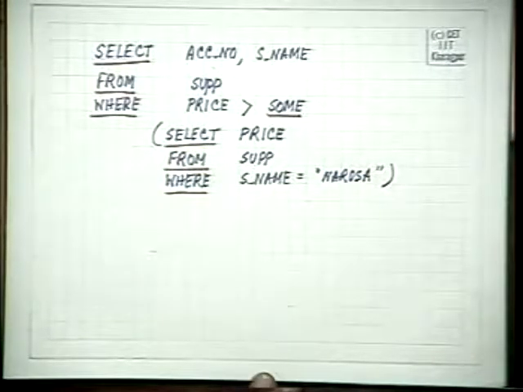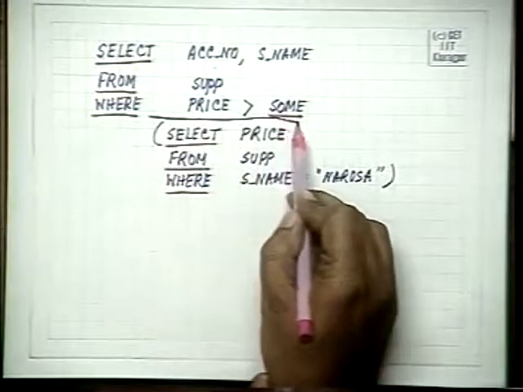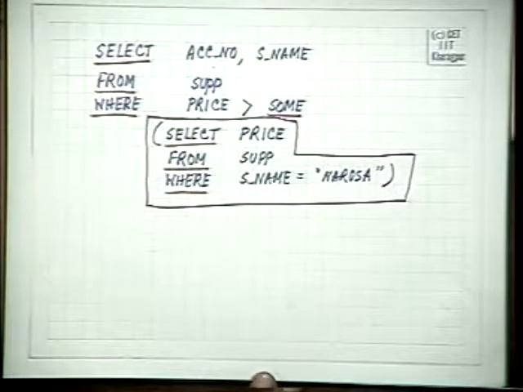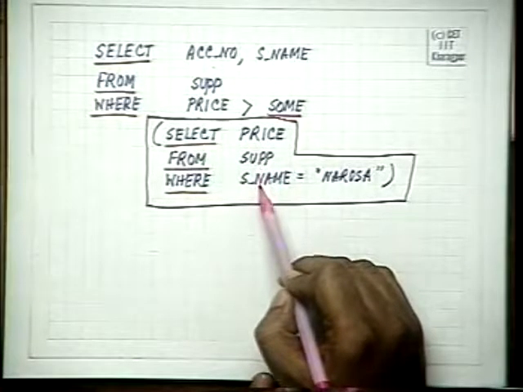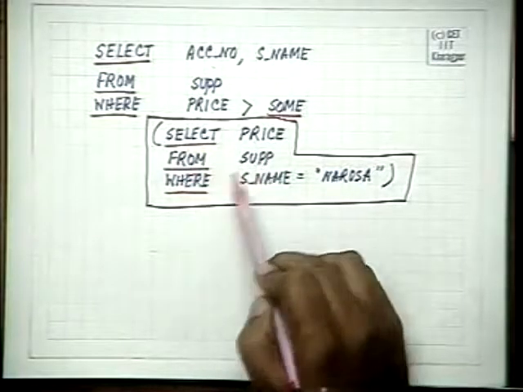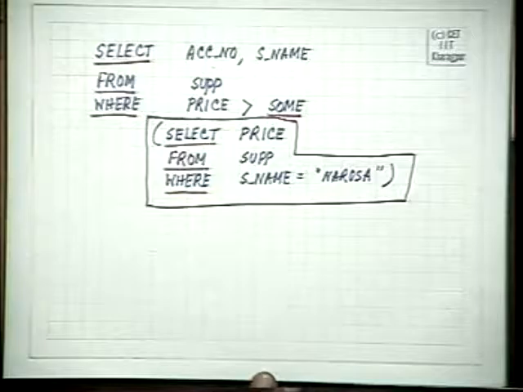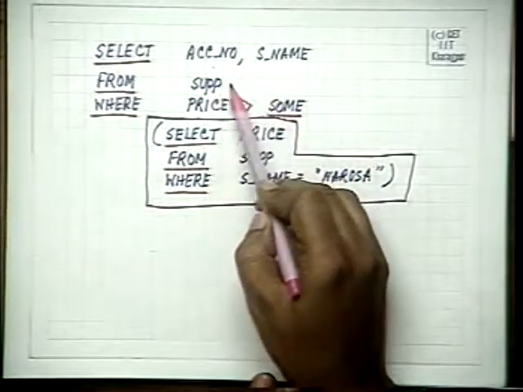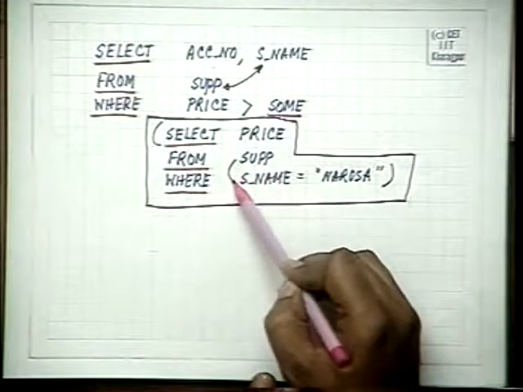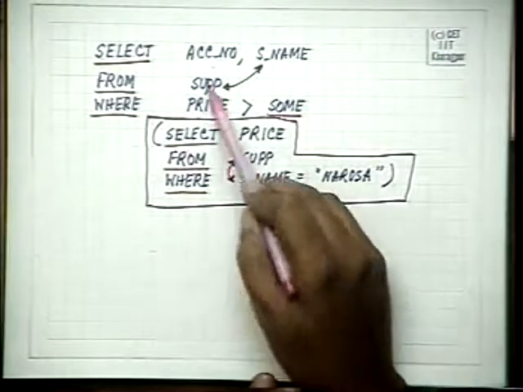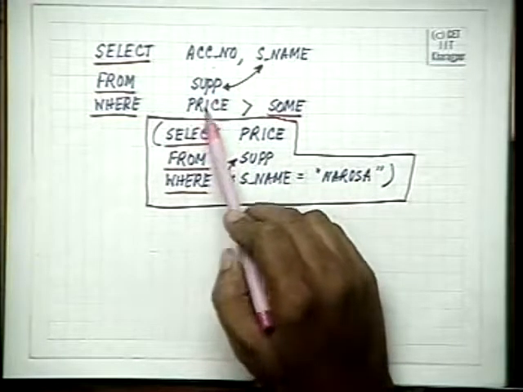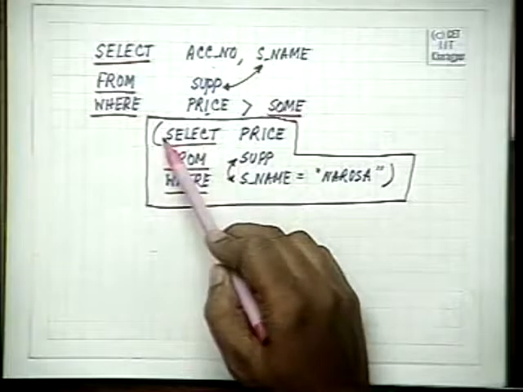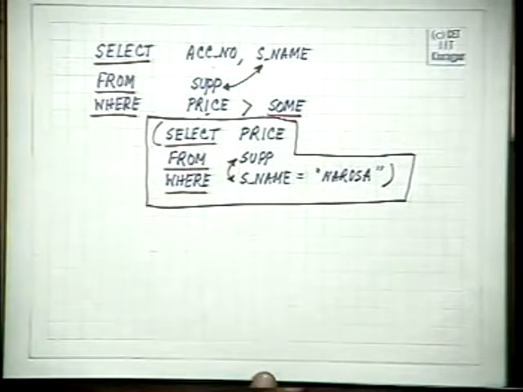Now what is this set? This is the set of prices of books supplied by Narosa. Select price from sup where sname is equal to Narosa. And I want the accession number and sname of sup. Now this sname is related to this sup. I want the accession number and sname of the supplier from the sup relation such that the price is greater than some element here, which is equivalent to the previous query which we had, namely this.